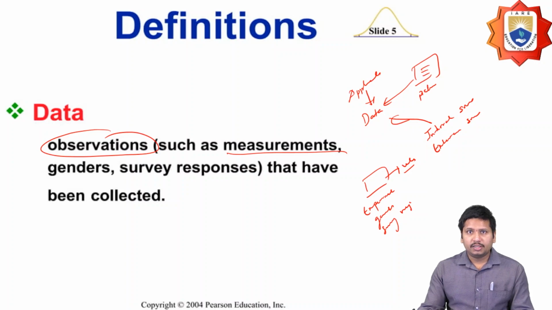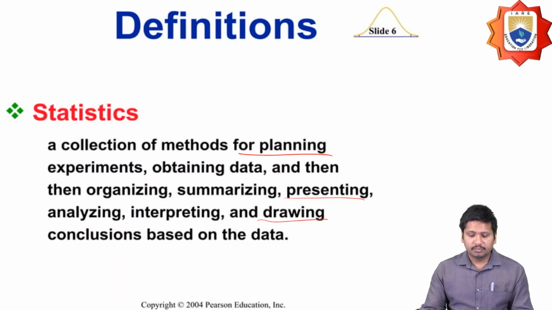So the very first thing is data. Data means observations, such as measurements or genders, that are collected. And statistics is a collection of methods used for planning experiments and then obtaining the data. And the data we collected is arranged, organized, summarized, presented, analyzed, and interpreted.